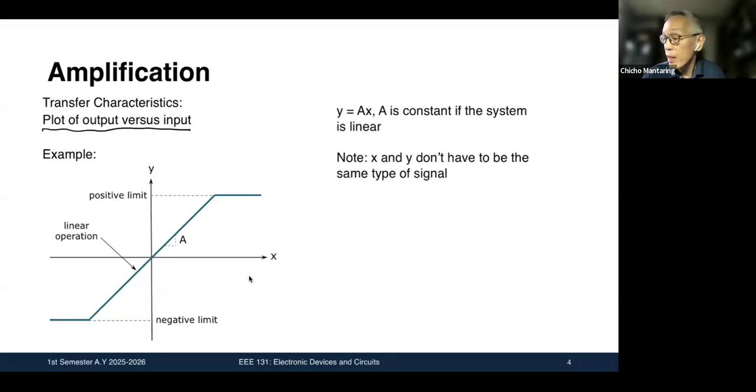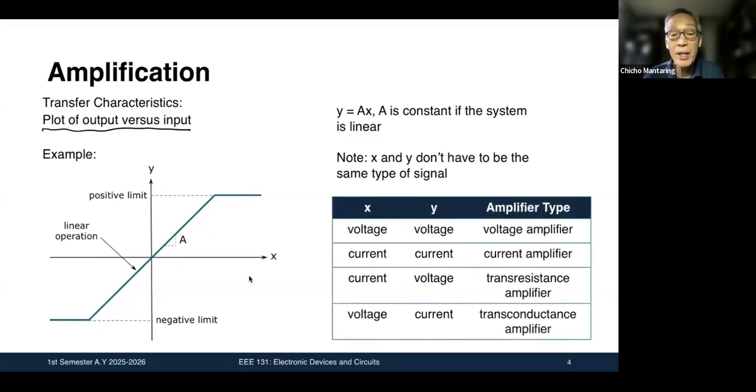Okay, so A has to be a constant if the system is going to be a linear system. In other words, A cannot be a variable, or A cannot vary with respect to the input. A has to be a constant. Okay? Now, X and Y don't have to be the same type of signal. So here are some examples. Remember, X is our input and Y is our output.